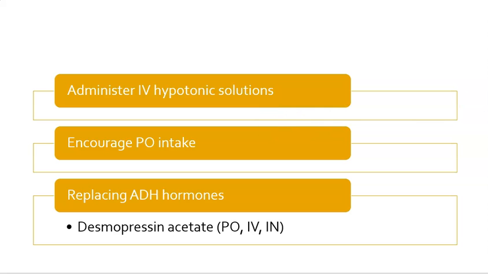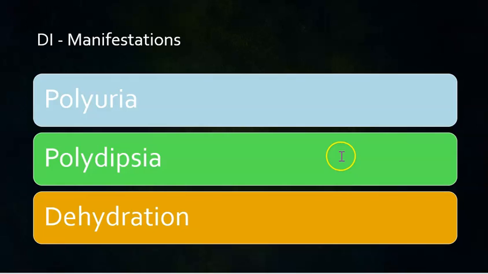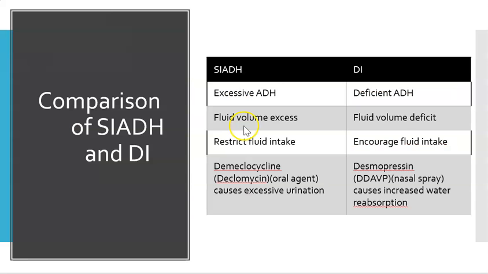Treatment for this, we're going to administer hypotonic solution. So you saw in SIADH, we were going with the hypertonic, so it's really going to be the opposite. Encourage PO intake. We really want these patients to drink. If we restrict their fluids at all, they're going to get dehydrated, and then we're going to replace hormones with them. So we're going to be replacing the antidiuretic hormone because they're losing too much fluid.